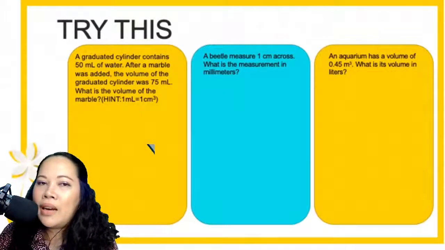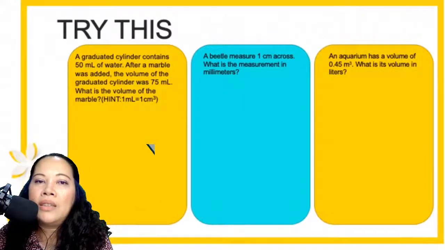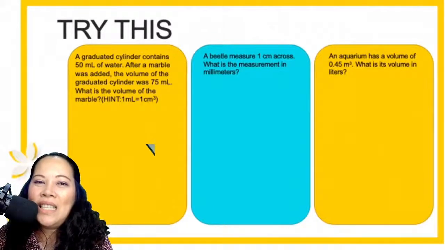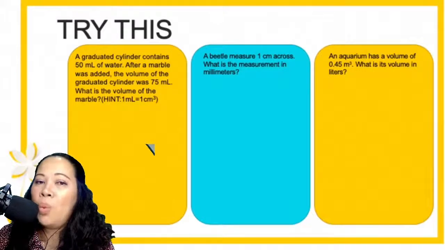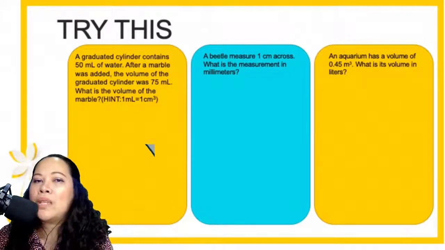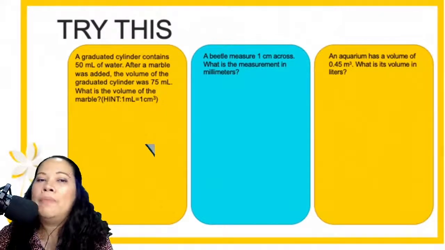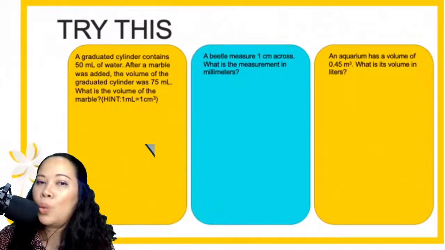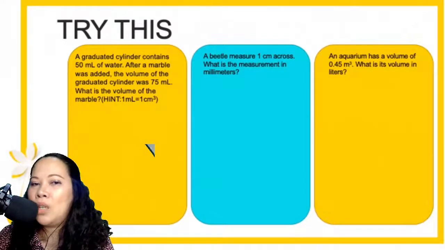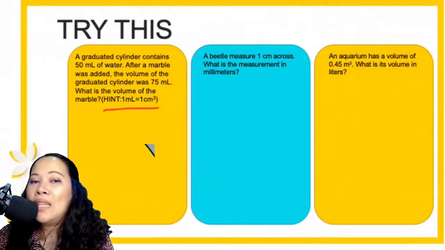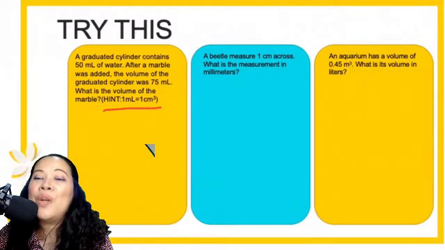So it says here, a graduated cylinder, wow, it has graduated. A graduated cylinder contains 50 ml of water. After a marble was added, the volume in the graduated cylinder was 75 ml. What is the volume of the marble? Hint, 1 ml is equivalent to 1 centimeter cube. Now, why is this given here as a hint? Again, because the centimeter cube, the millimeter cube, is commonly used for solids.